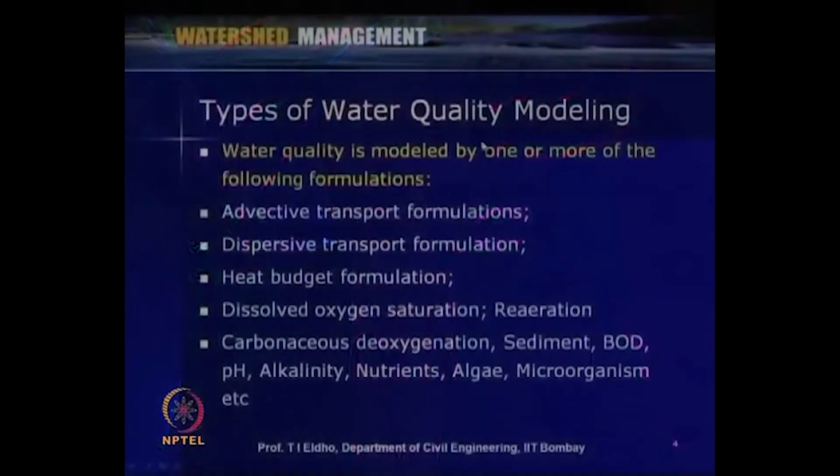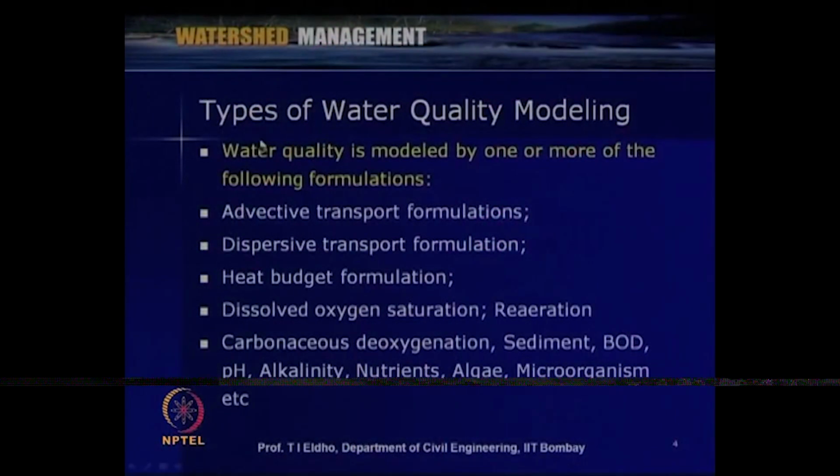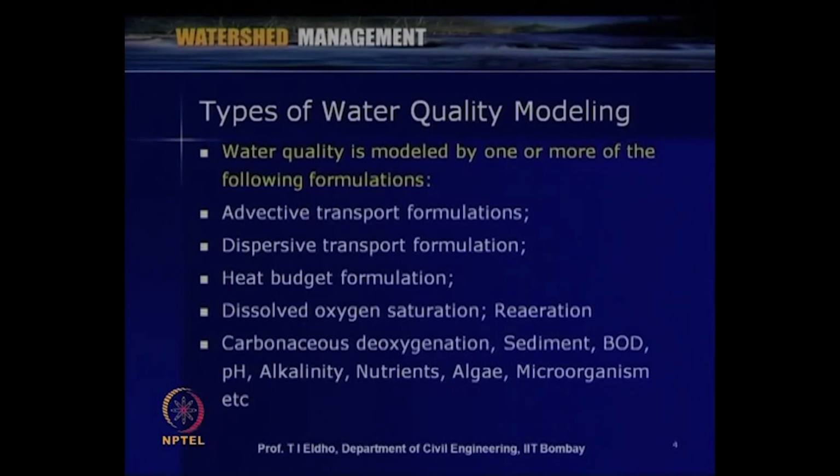So within this perspective, when we talk about water quality modeling, we can have different types of water quality models. So water quality is modeled by one or more of the following formulations. It depends upon what kind of pollutant or contaminant is there, as we discussed, and what is the process of movement, or how the behavior of that particular system is within the particular control volume or particular domain. So that way we can have advective transport formulations.